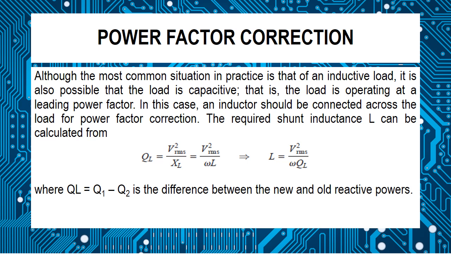Q_L is equal to V_RMS squared over X_L, equal to V_RMS squared over omega L. And L is equal to V_RMS squared over omega Q_L, where Q_L is equal to Q1 minus Q2, the difference between the new and the old reactive powers.